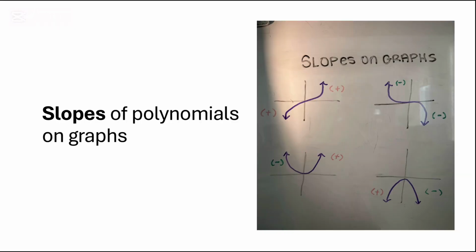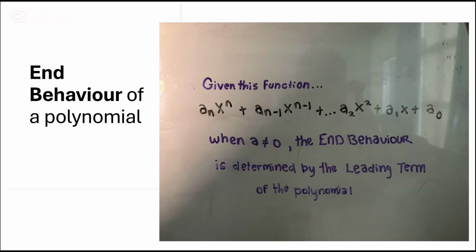So let's look at the slopes of polynomials on graphs. Here we have 4 different examples of the slopes of polynomials on graphs. We can see that each of them has positives and negatives where they start and end. This is just 4 good examples of knowing where your slope should end and begin, if it's positive and if it's negative.